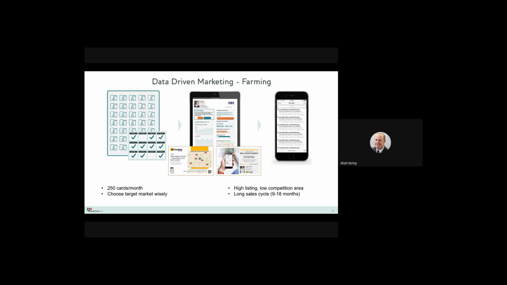markets. So whenever you're setting up your farming campaigns, think of it as a 9 to 18 month to 24-month cycle. That farming is the long game. So you're going to want to go ahead and prepare yourself for packing your pipeline over a series of months and years.